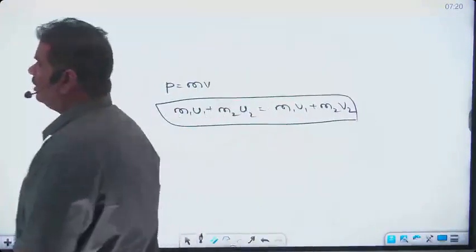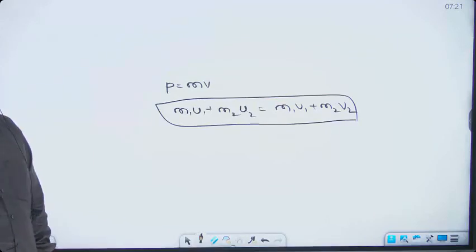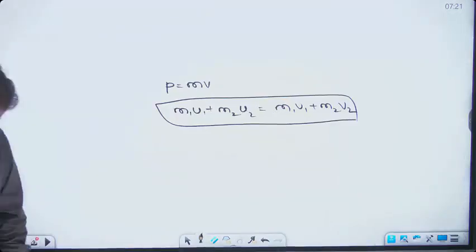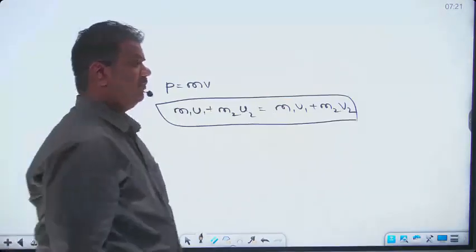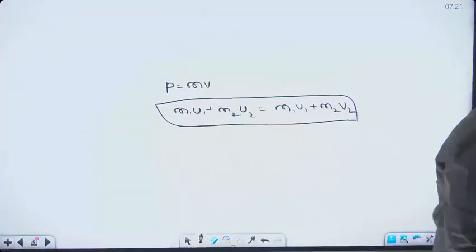Examples: walking, swimming, flying of a bird. Walking, swimming, and flying of a bird are based on Newton's third law of motion.